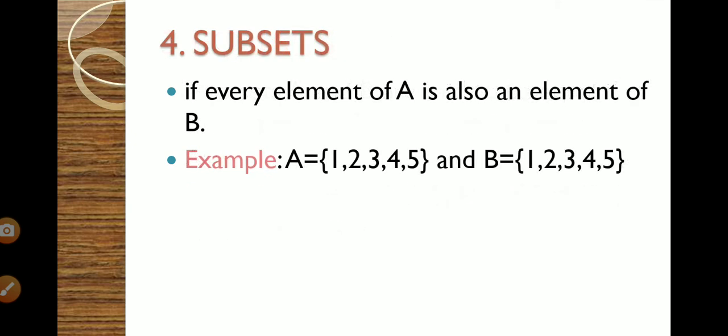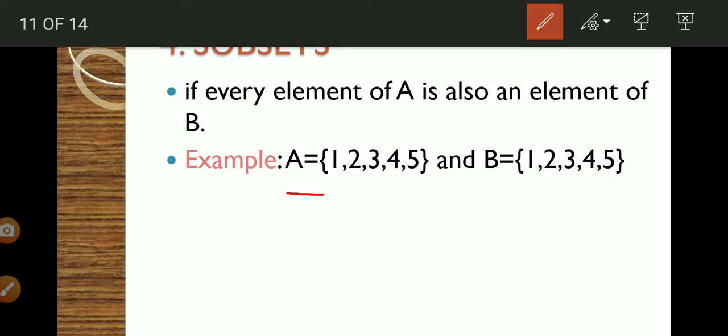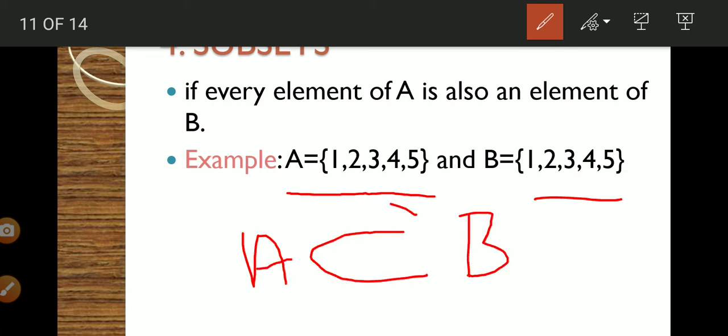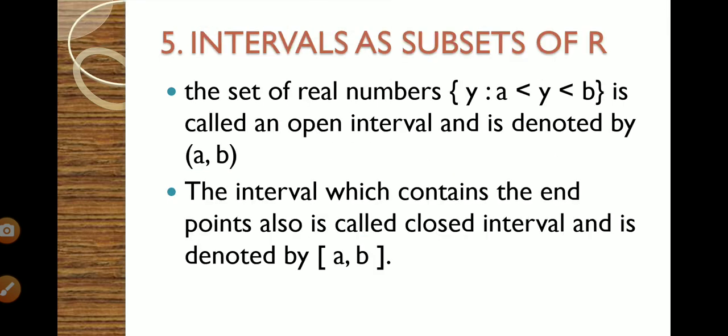Now, the subset. A set A is said to be a subset of set B if every element of A is also an element of B. See, the numbers in set A are exactly present in set B. We call it a subset, or simply we can write A subset B. This is the symbol to denote a subset.